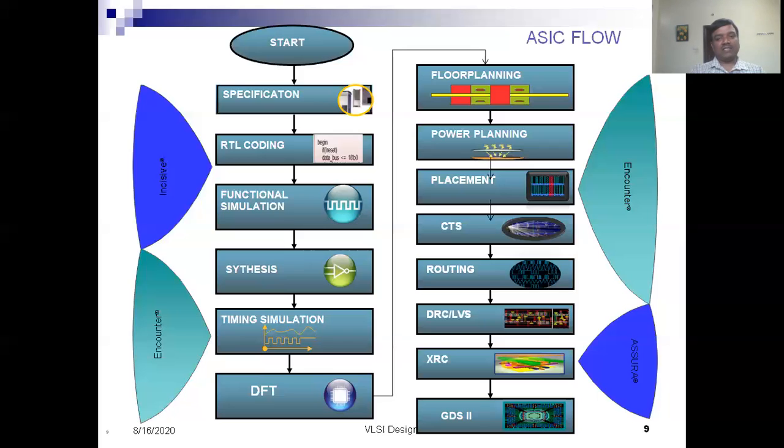If LVS is verified okay, then only you can go for XRC, that is RC extraction, resistor and capacitor extraction. From there, GDS is developed, that is graphical data stream information interchange. It is the final chip design which is given to the fabrication team, where they can fabricate the chips. In India we have very few fabs. Generally, we send all these GDS files to Taiwan, Singapore, Malaysia, and other countries.